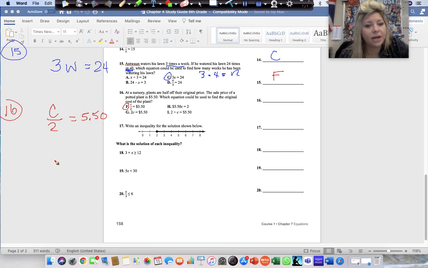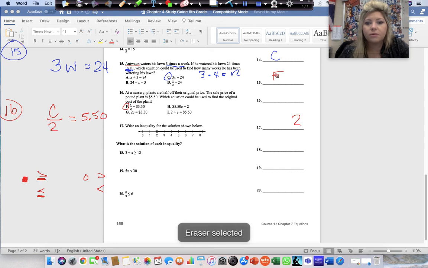Number 17 says write an inequality for the solutions below. Remember, if it is colored in, a colored in dot is either going to be greater than or equal to or less than or equal to, because we are also including the number that it's on. Okay, so it's going to be or equal to, which means that we'll have a line underneath our greater than or less than sign. If it was an open dot, it would just be greater than or less than. Right here we can see that it is a closed dot and it's on 2. So we're dealing with the number 2. I put those in the wrong spot.